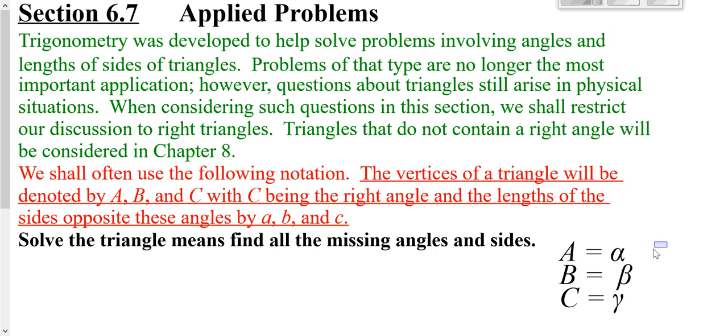By the way, if a problem throws Greek letters at you, angle A corresponds to alpha. Angle B corresponds to beta, and then angle C corresponds to this funny looking gamma. So if you happen to see these Greek letters, just know it's referring to A, B, and C.